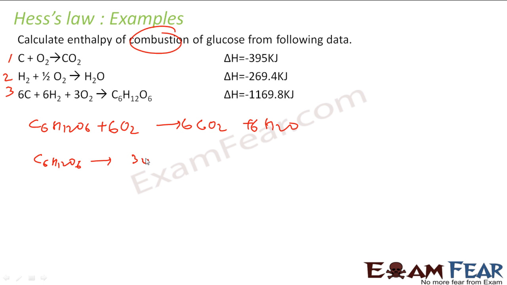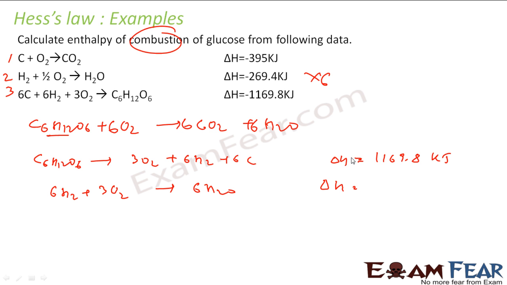C6H12O6 gives 3O2 plus 6H2 plus 6C. You flip it, so delta H becomes positive, 1169.8. This is what I got. Now I need 6O2. Also, I have hydrogen here which I want to delete because I don't have this hydrogen in the target reaction. So I have to get rid of these 6 hydrogen. I can have a reaction where 6 hydrogen comes here, so I take the second reaction multiplied by 6. So I get 6 hydrogen plus 3 oxygen gives 6 water, and delta H comes out by multiplying this with 6, that is 1616.4. So the hydrogen is also gone.